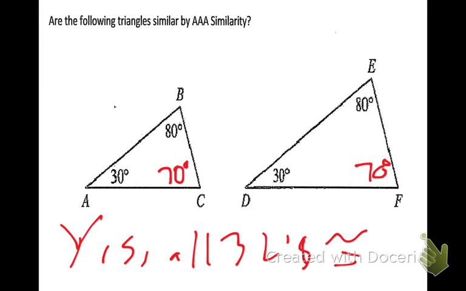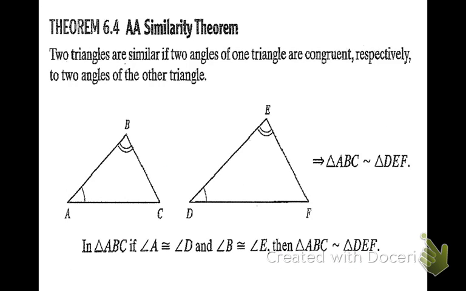Now, just because of what Shelby said, if we know 2 angles are the same, we know the third is going to be the same, so we don't have to prove angle, angle, angle. We can just do angle, angle. All you need is 2 angles to say the triangles are similar. If 2 angles are the same, the triangles are similar. Angle, angle, similarity.